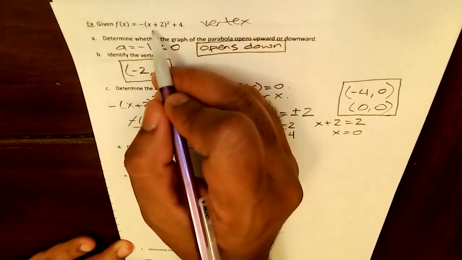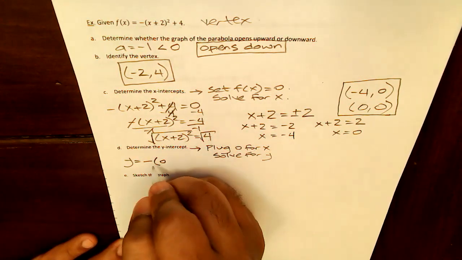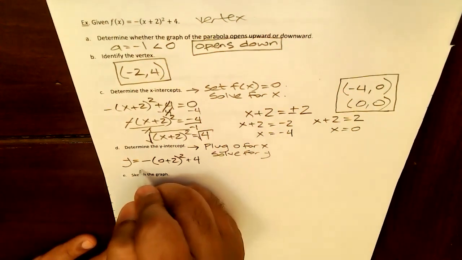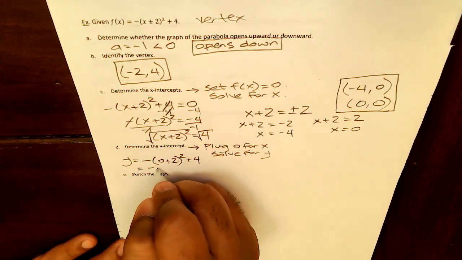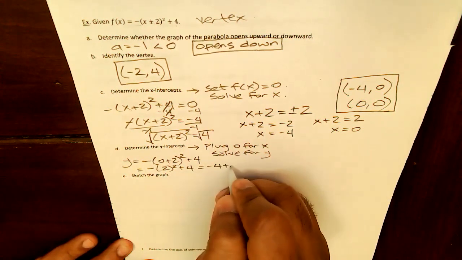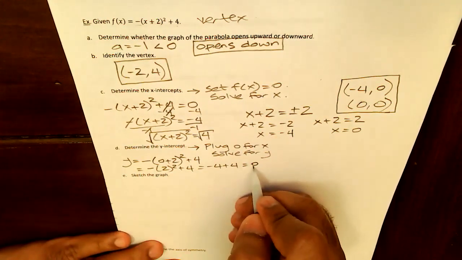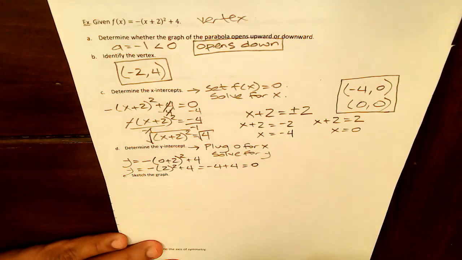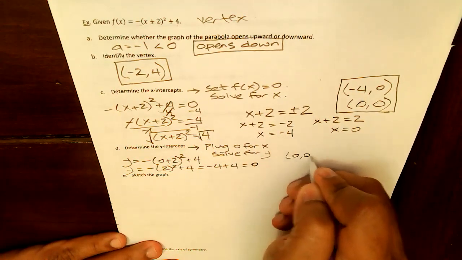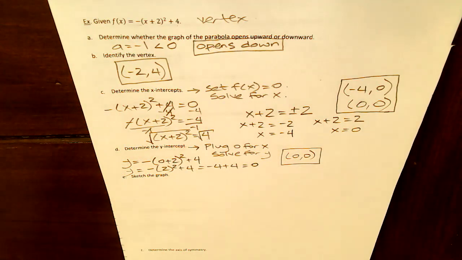My function is negative (x plus 2) squared plus 4, so I'm going to replace the x with 0. So negative (0 plus 2) squared plus 4. That's going to be negative 2 squared plus 4, which is negative 4 plus 4, which equals 0. So my y value is 0, and my x value is also 0. So my y-intercept here is going to be the point 0, 0.